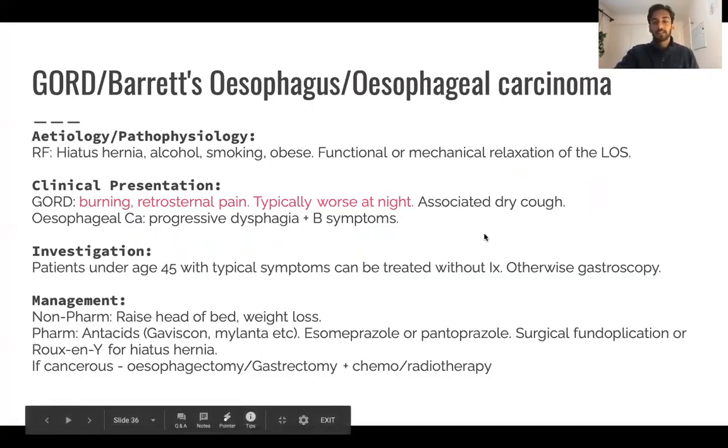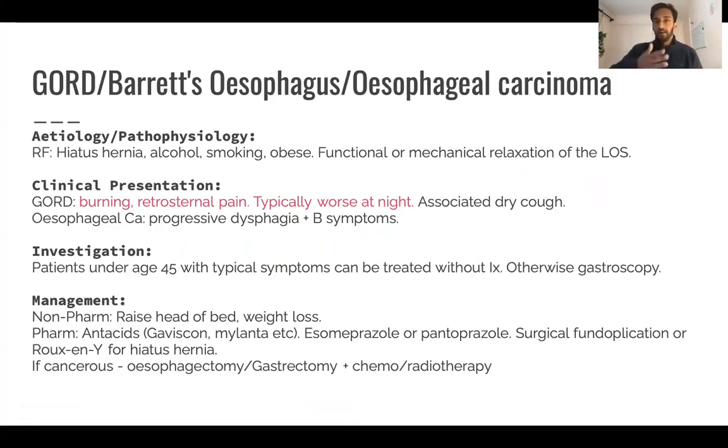So GORD, Barrett's, esophageal carcinoma, I'm just bundling them all together because at the end of the day, it's kind of a series of sequelae. So classic risk factors: hiatus hernia, smoking, obesity, and essentially your clinical presentation is your real classic heartburn that's typically worse at night, associated with a dry cough. As it starts to progress, you won't really see any history or examination findings on Barrett's esophagus. That's more of an investigation. Whereas with esophageal carcinoma, you could start to get progressive dysphagia plus your classic cancer B symptoms.